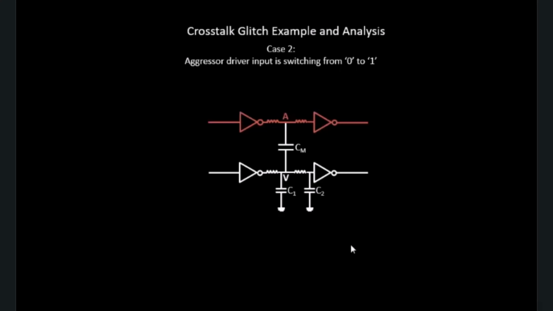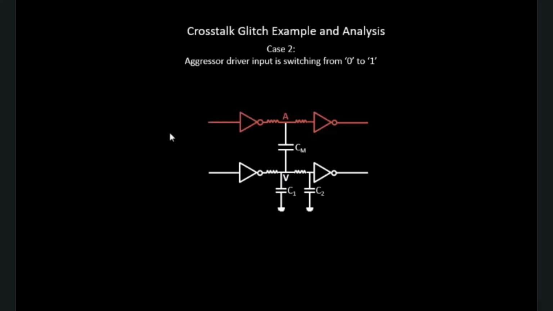Hello everyone. Let's look into one more example for crosstalk glitch. So this case goes something like this. Let me describe the case over here. This particular aggressor driver input, which is marked over here, is now switching from logic 0 to logic 1, in contrast to the case that we saw earlier. In this case, the input of this particular aggressor is switching from logic 0 to logic 1.